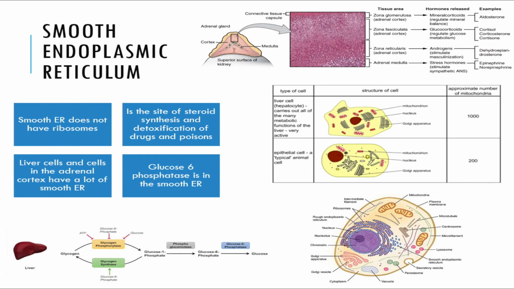One last thing to mention is in muscle cells, there's a special type of smooth ER called the sarcoplasmic reticulum, and that stores calcium, which is needed for the muscle fibers to contract.